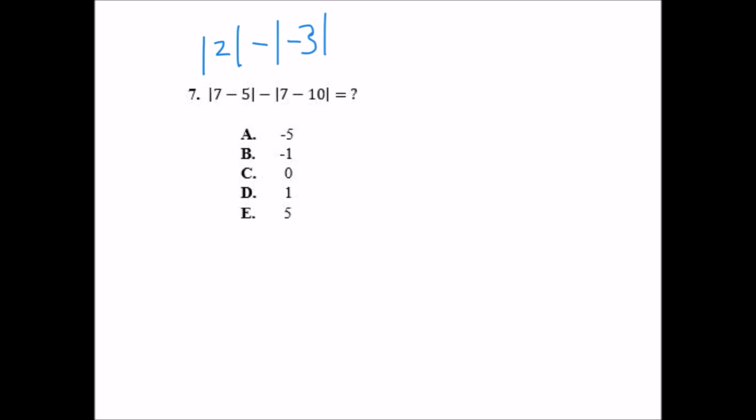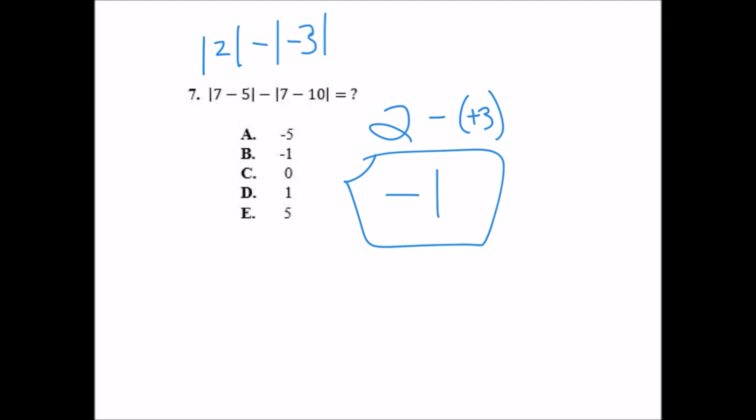So then this ends up getting rewritten as, take the 2 out, 2, absolute value, this becomes a minus a plus 3 because it came out. Well, 2 minus 3 is negative 1. The correct answer is B.